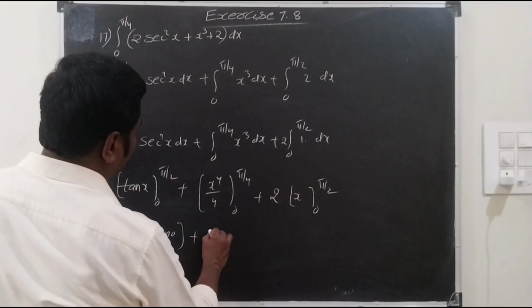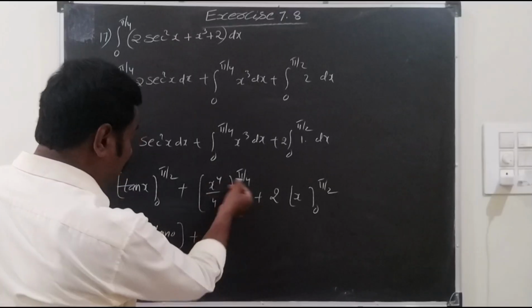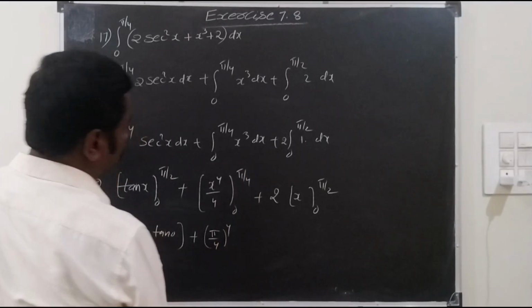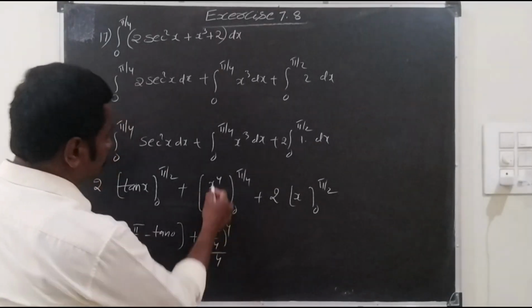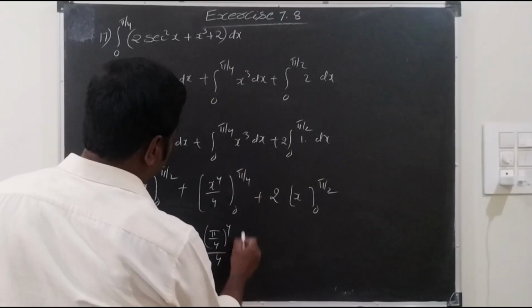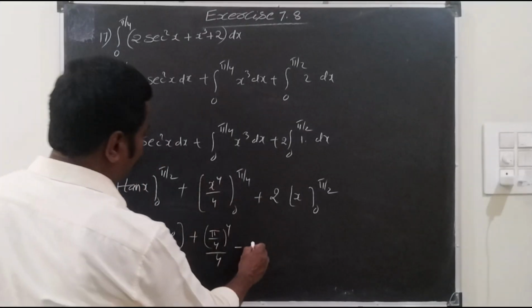Upper limit pi by 4. In the place of x, pi by 4, whole to the power of 4, by 4 is there again. In the place of x, pi by 4. Upper limit completed, minus lower limit 0. Anyway it is going to become 0.